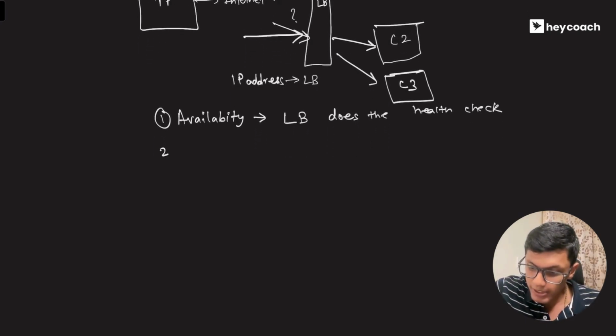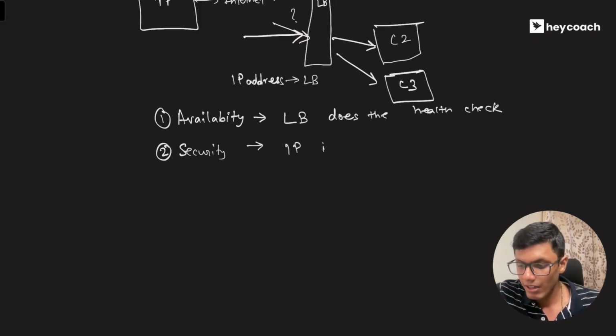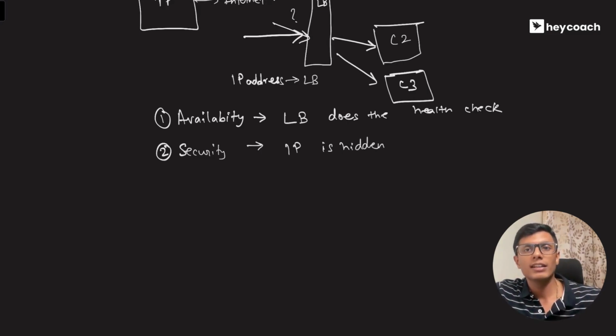It also provides some kind of security. Why? Because no one is directly calling the servers, which is your computer 1, computer 2 or computer 3. Everyone is interacting with the load balancer, and in turn the load balancer is taking the traffic to all the different computers. So no one is actually aware of what the IP address of the servers behind the load balancer are. So the IP is hidden, right? So no one can directly connect with your servers.